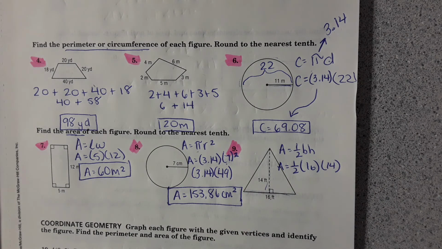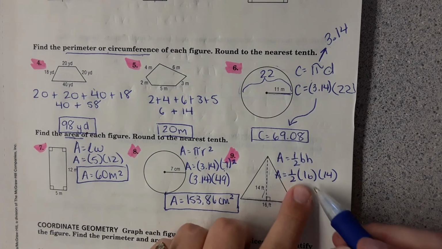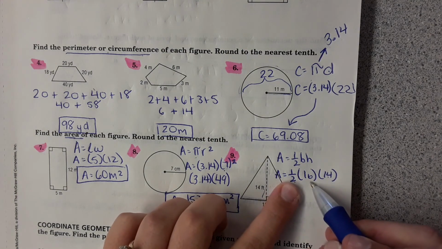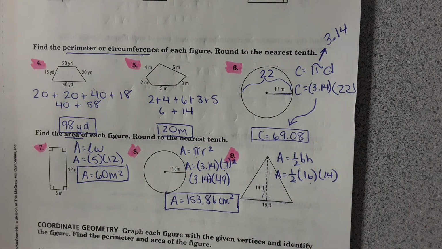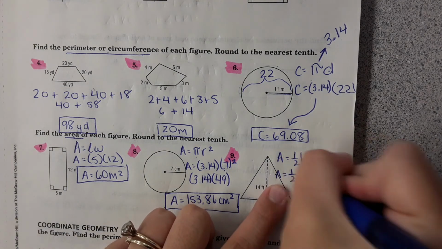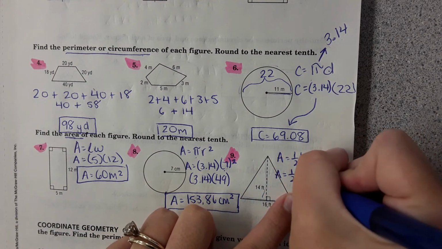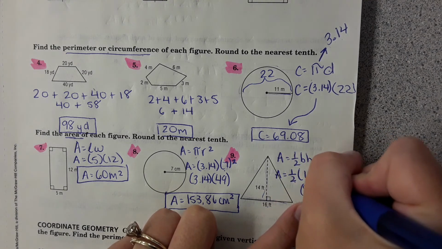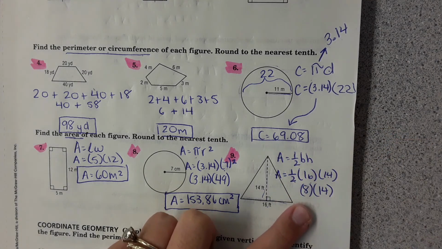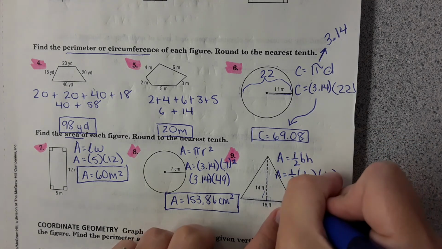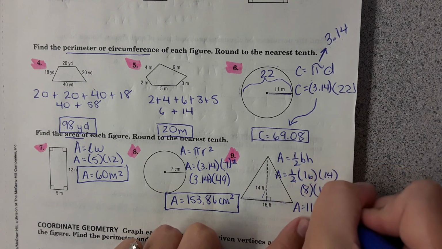Solving this, some people can mess up with the multiplication. With multiplication, you can multiply numbers in any order. You could multiply 16 times 14 first, or 1/2 times 16 first. It doesn't matter. I usually go with whatever I can do in my head first. So I know half of 16 is 8, and I can do 8 times 14 to get 112. So area is 112 feet squared.